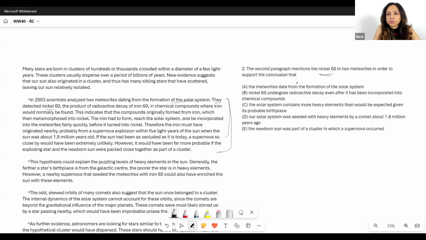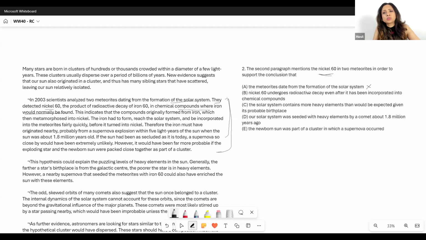All right. So now, we said this one is not correct. Then, nickel 60 undergoes radioactive decay even after it has been incorporated into chemical compounds. Look, this is true, right? Please understand, we are given that this is correct. This is true, but is this the answer? That is the question. They detected nickel 60, the product of decay, in chemical compounds where iron would normally be found. This means that iron formed the compound, and then the decay happened within that compound, and that compound was found, right? So nickel 60 undergoes radioactive decay even after it has been incorporated into chemical compounds.